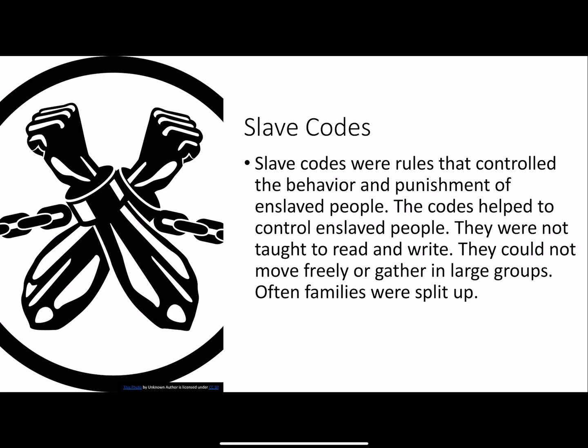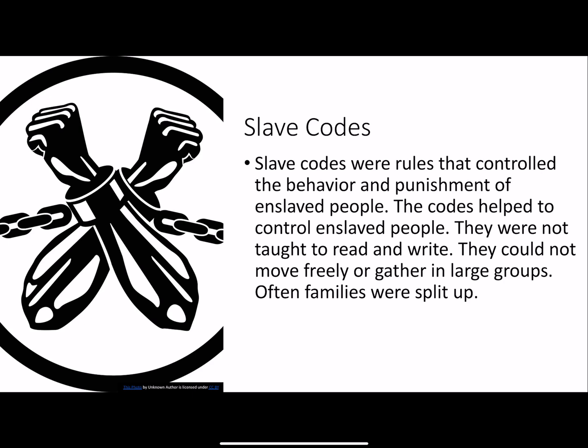And they were often split up. If several family members were brought over together, they were sold to different people. And they often didn't get to see each other or visit each other. And if you tried to run away, you would be punished, and there were rewards out there for runaway slaves. It was a very harsh time for the Africans that were coming into America. They were bound to their owners.